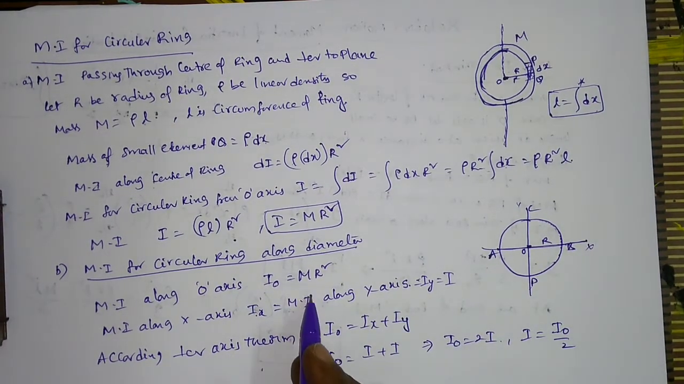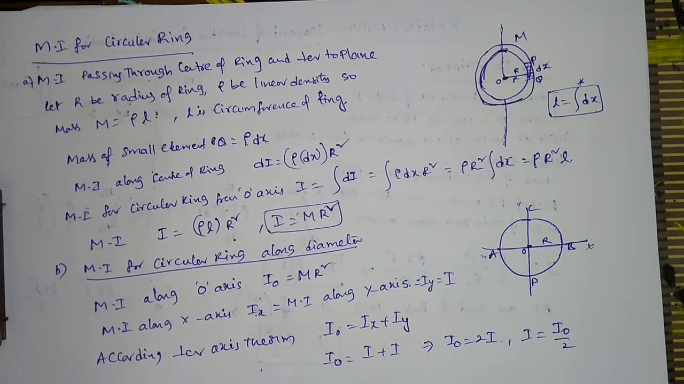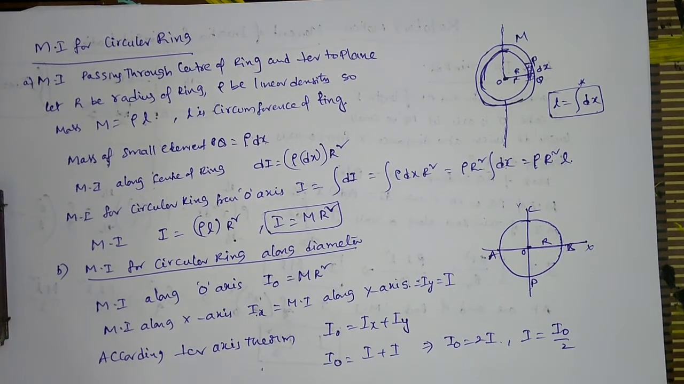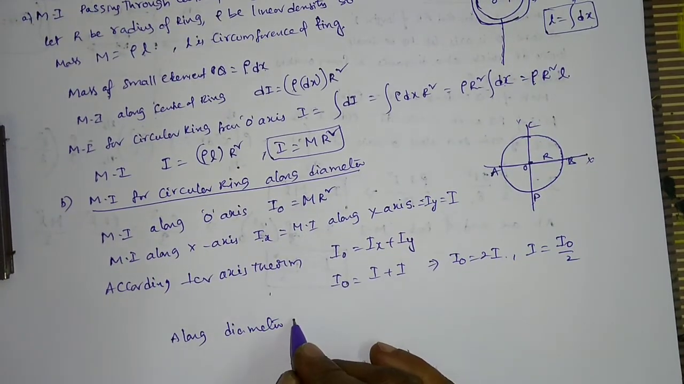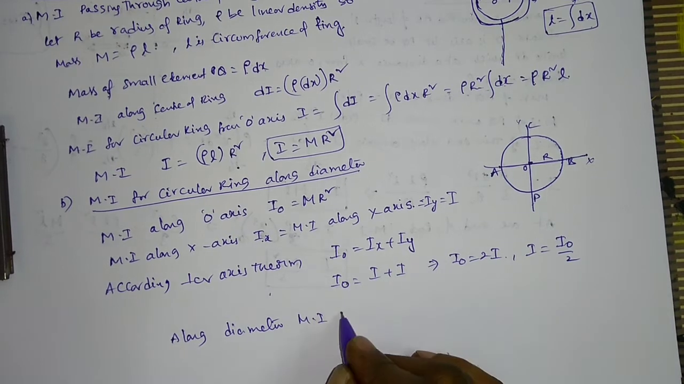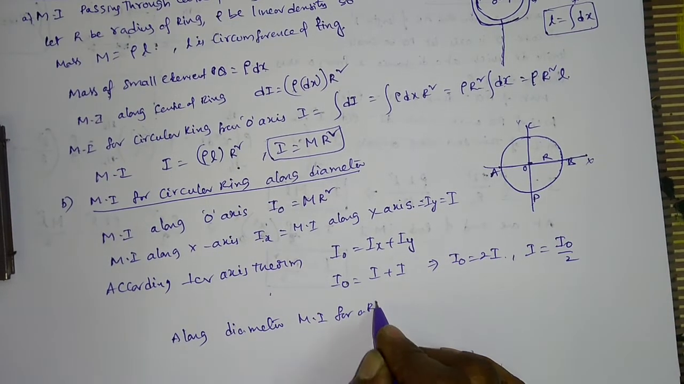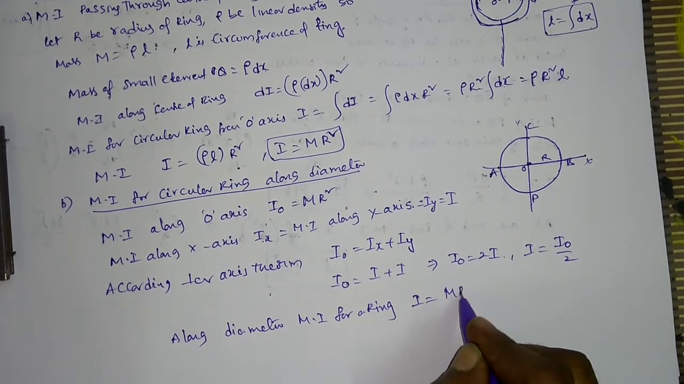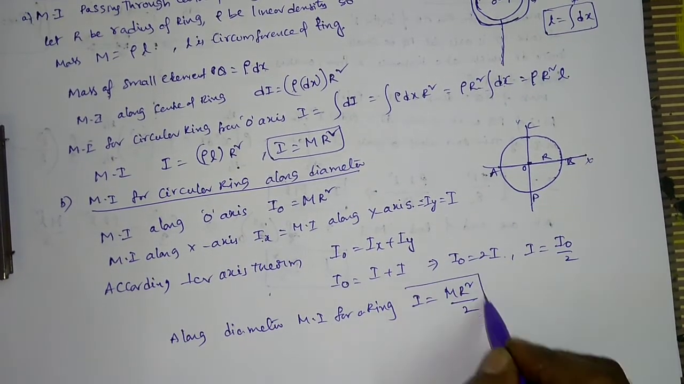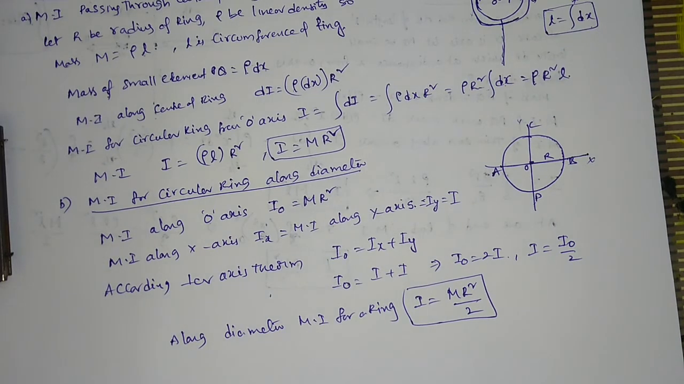I naught, as you know, is mr square. Therefore, along a diameter, the moment of inertia for a ring is I equals mr square by 2. This is the formula for the circular ring. Got it? Okay.